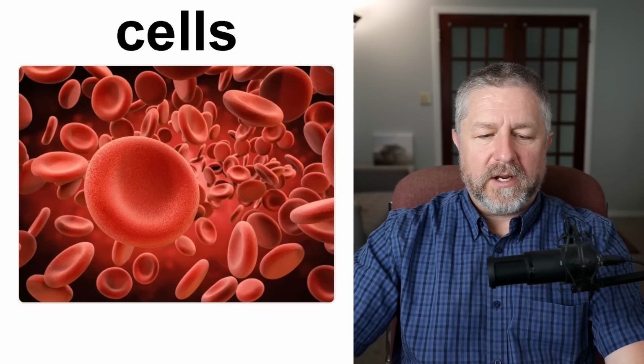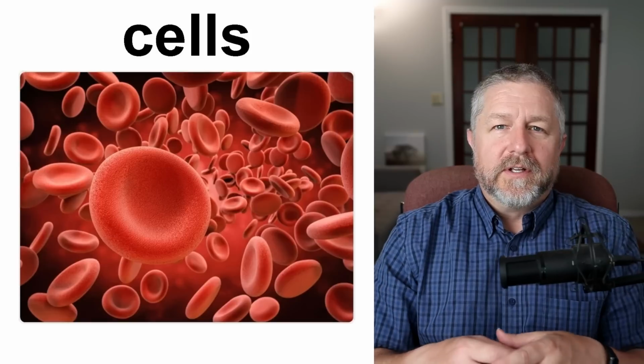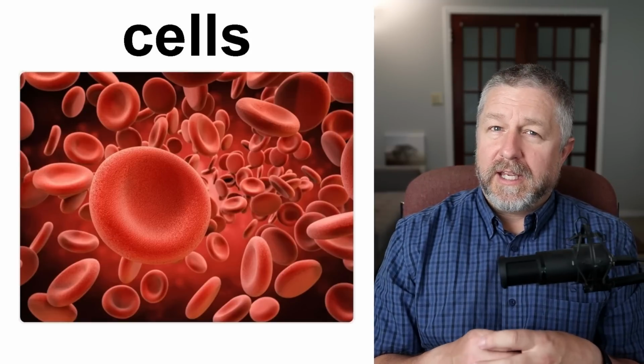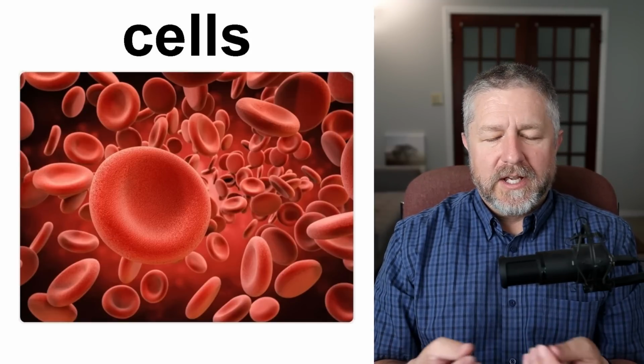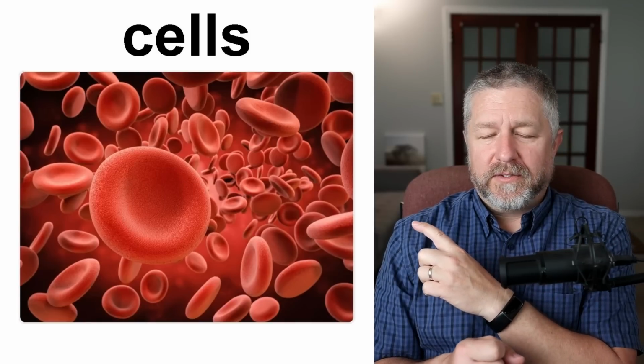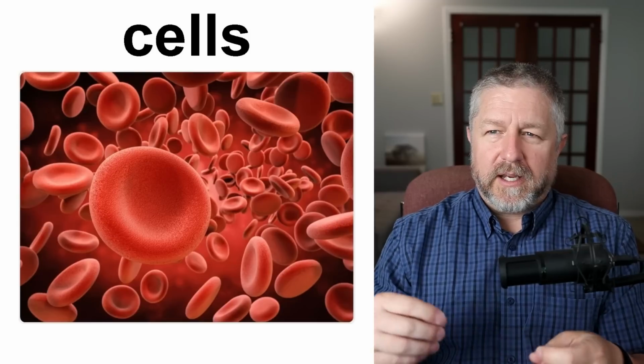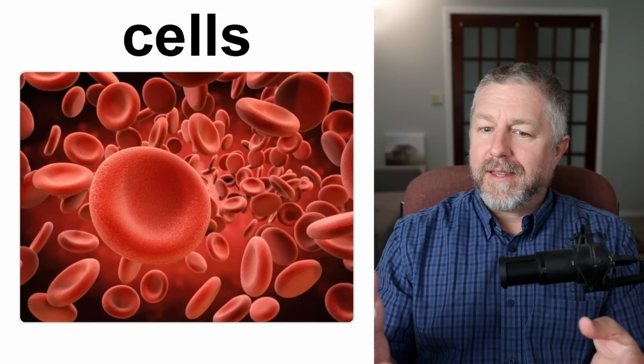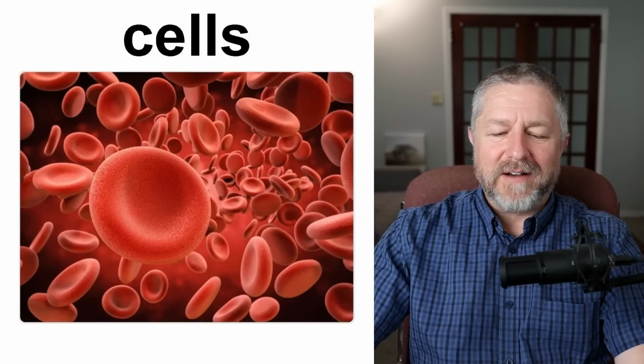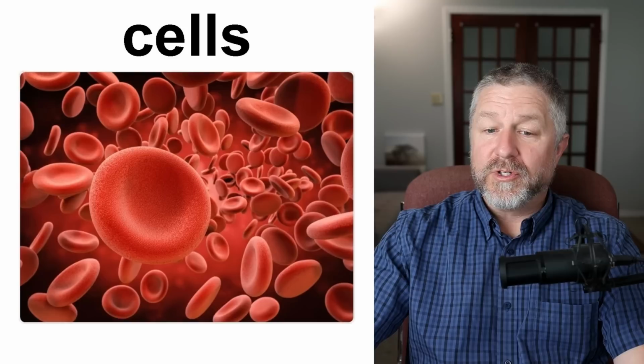Cells. So we are made out of cells. Pretty much every living thing is made out of some kind of cells. These are red blood cells. These are the blood cells that flow in our blood and do things like deliver oxygen, I think. You have to have healthy red blood cells in order to be healthy.